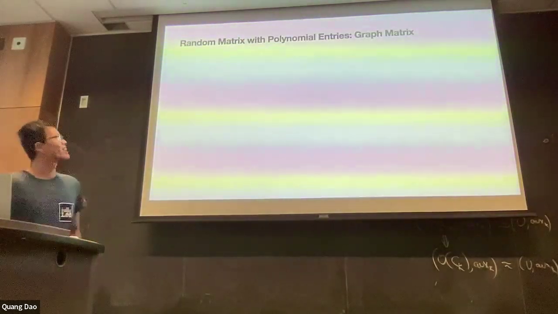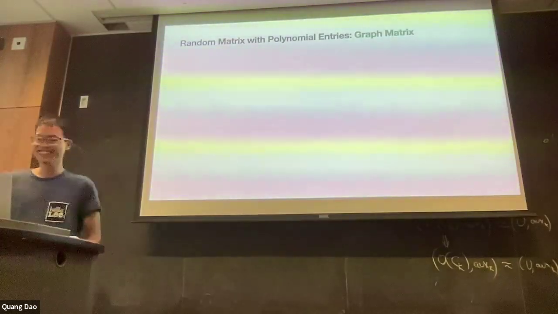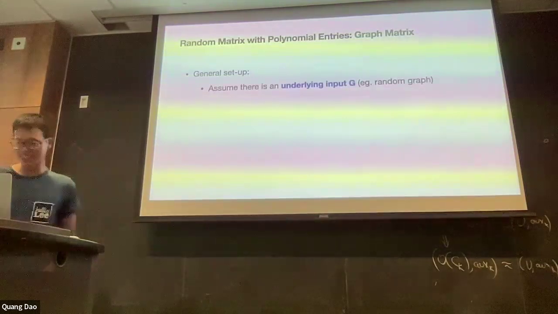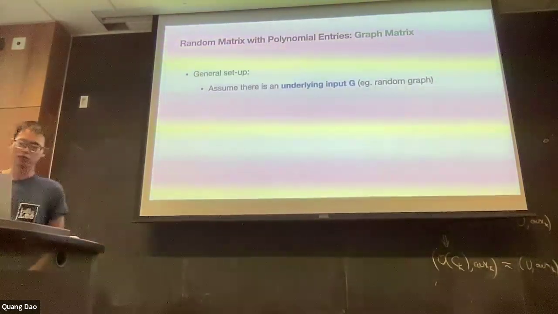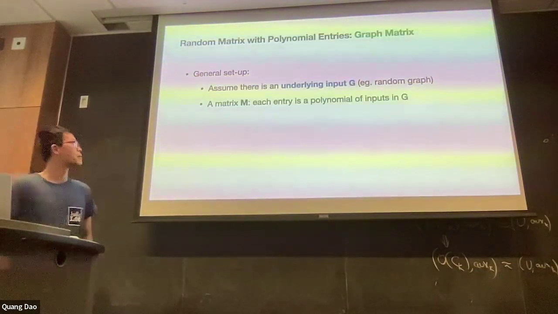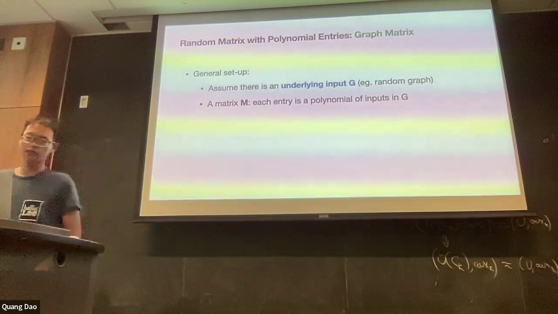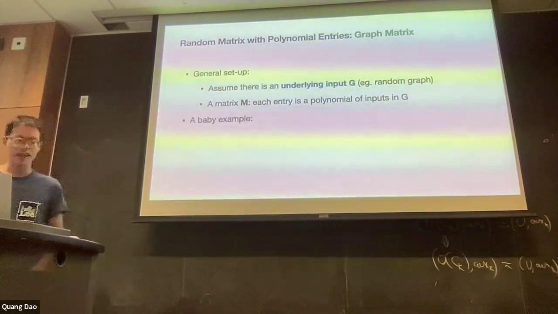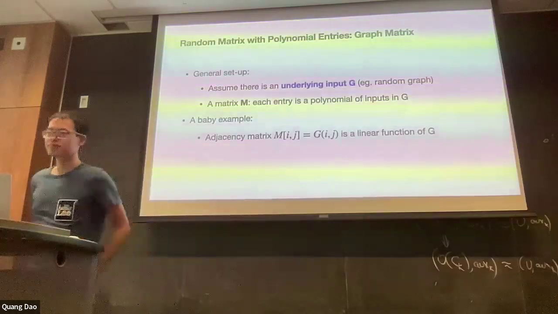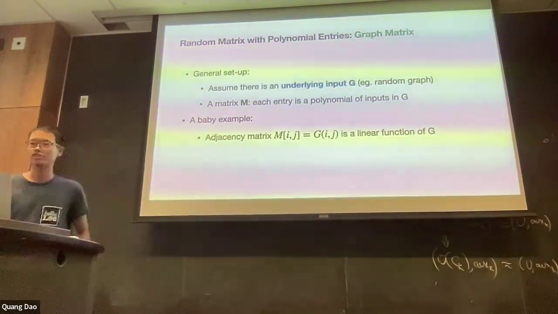Now let me quickly tell you about these matrices that we look at in the sum of squares problems, but I'm not going to get too much into this. Here's the general setup we consider. We assume there is an underlying input graph, usually just taken to be the random graph that you care about. We build a matrix M such that each entry is a polynomial of the input G, the random graph. A baby example is just the adjacency matrix, where each entry is a polynomial of the input. Of course, this is a trivial example, since we have a very good understanding of the adjacency matrix.